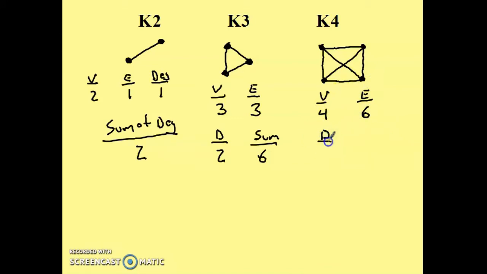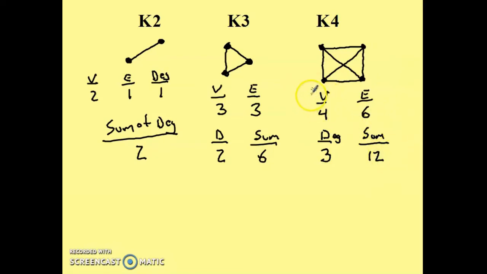The degree of each one is always 1 less than the vertices. So if a K4 has 4 vertices, each one would have a degree of 3. And so the sum of all the degrees, well, if you have 4 vertices with a degree of 3, 4 times 3 is 12.